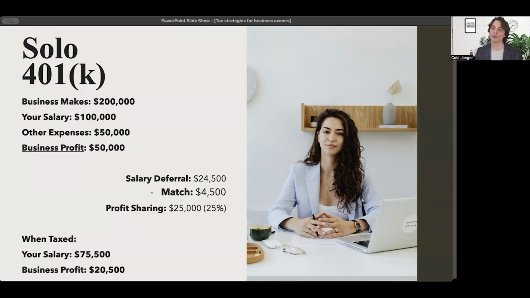Solo plans are also great because if you're paying self-employment tax of 15.3%, that FICA tax we talked about earlier, on top of your normal income tax, then reducing your taxable income can be even more important if you're self-employed.